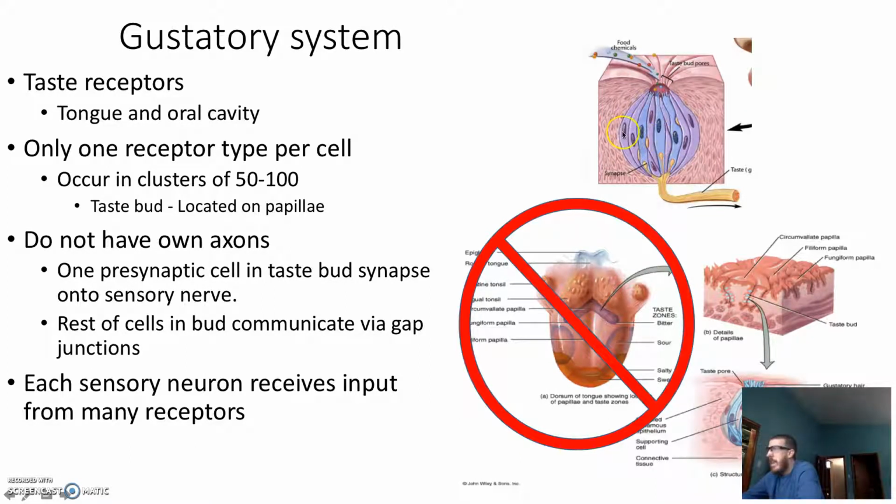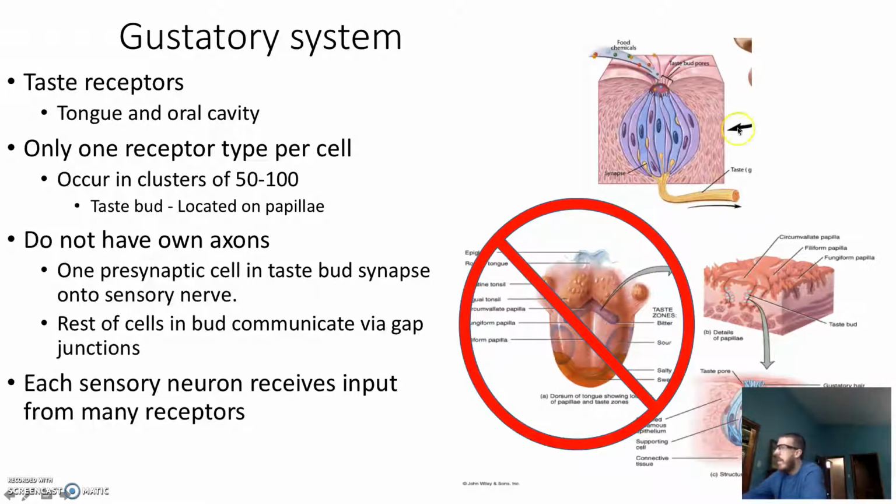So the receptors themselves are embedded into these cells, and each cell has only one type of receptor, but the cells are clustered together in these groups of 50 or 100. And it's interesting because each of these 50 or 100 cells doesn't have its own axon. In fact, the axons leaving each taste bud receive information only from a single presynaptic cell. All the other cells in the taste bud, even though they have different receptors, combine all their information and send a signal into the axon.